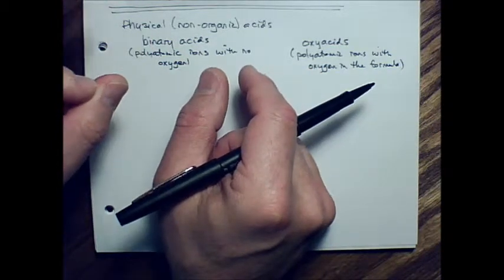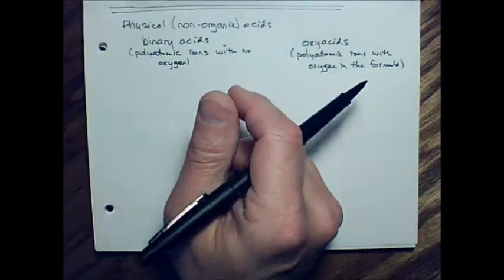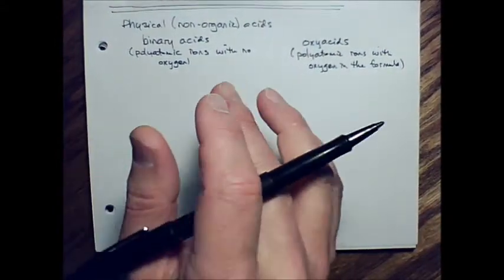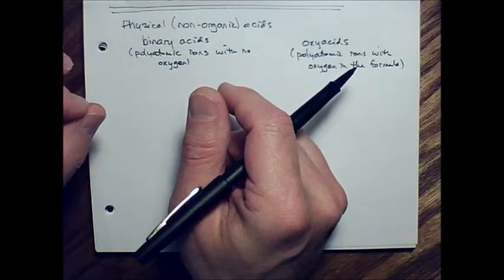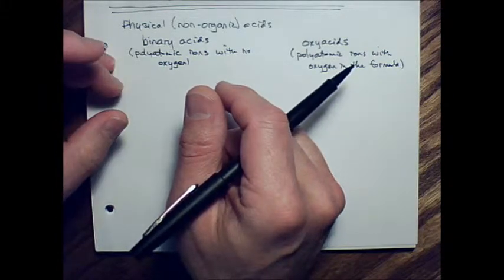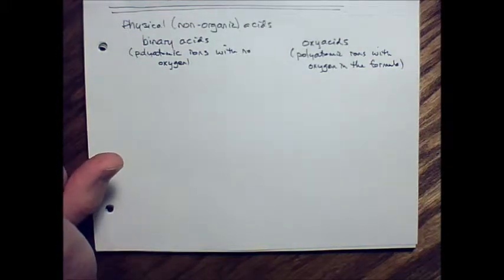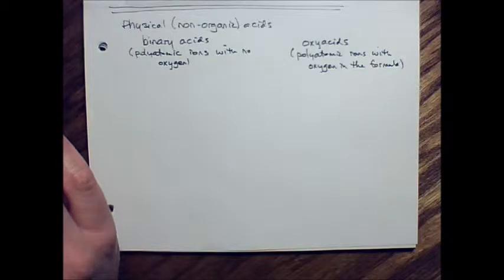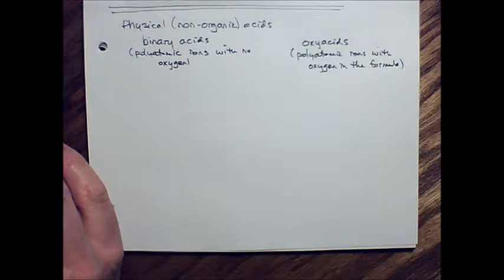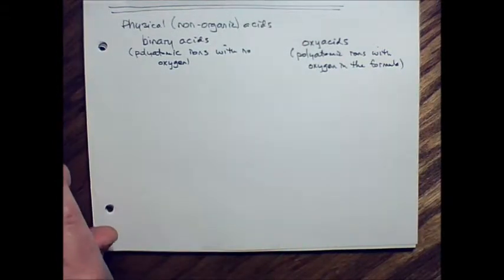What makes an acid an acid? There are several different definitions for acids and several different ways of thinking about it. The simplest of the ways of thinking about it is this. An acid is any substance that will put hydrogen ions in solution. So when you dissolve it, it'll put hydrogen ions in that solution.